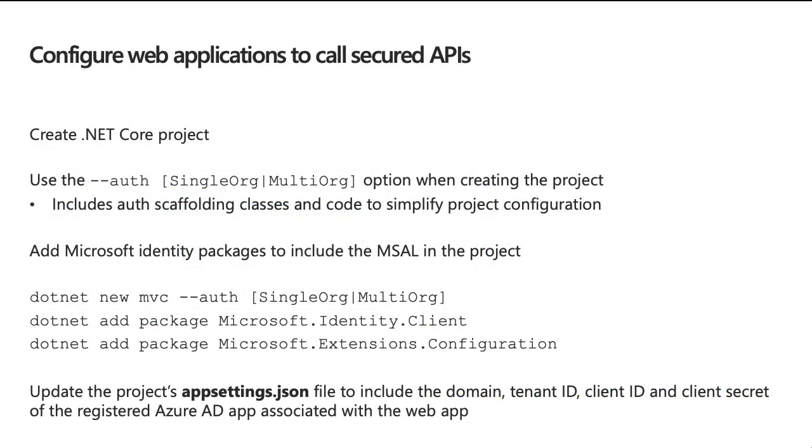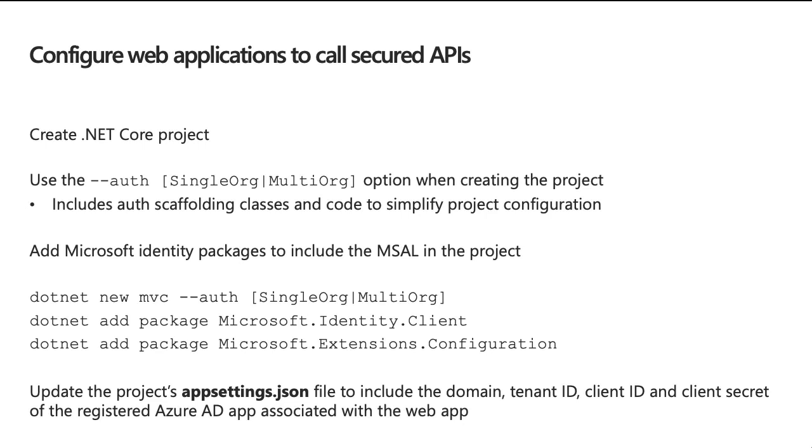The next step is to create the web application that will allow the user to sign in and then access the secured web API. Create a new ASP.NET Core MVC application using the following command, followed by installing a few NuGet packages to support Microsoft Identity.